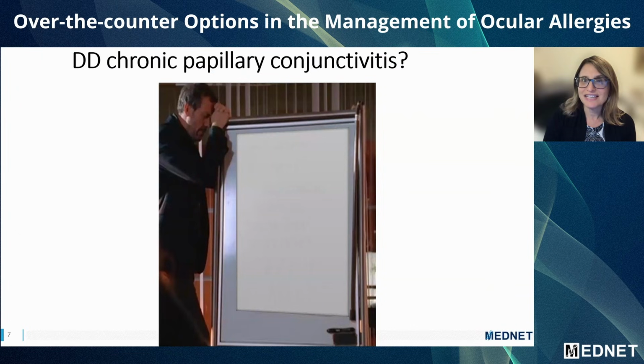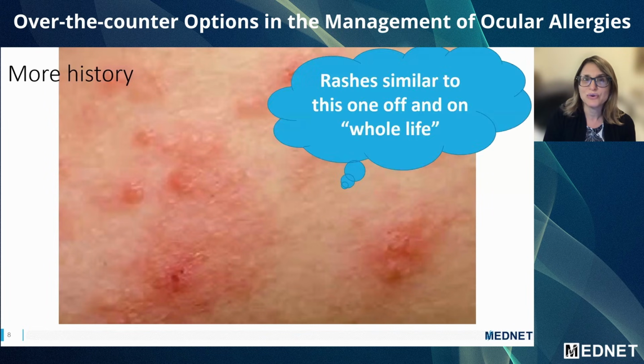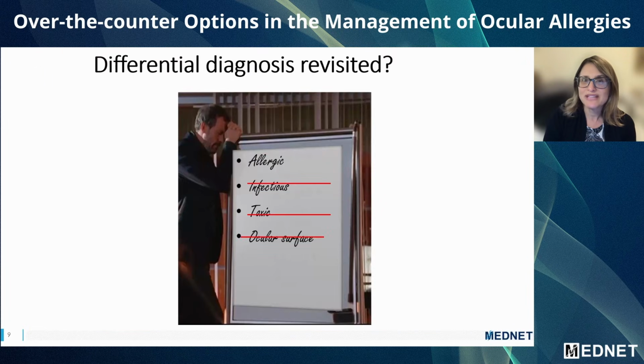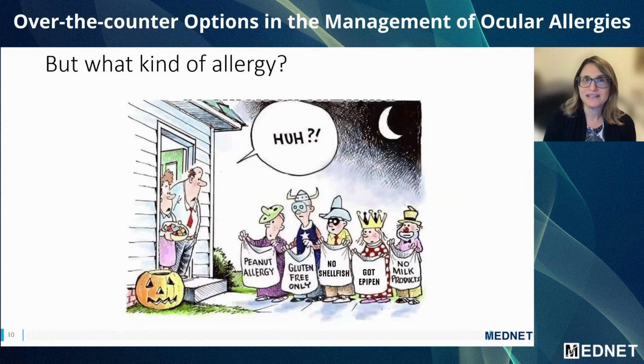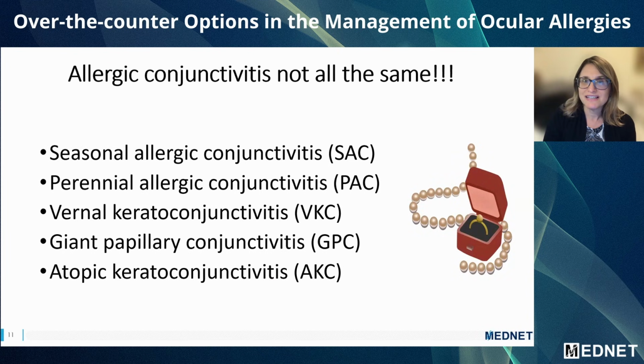And so, of course, I diagnose him with a chronic papillary conjunctivitis, which has a differential. But what he tells me is that he's had skin rashes like this on and off his whole life. And that narrows down my differential to likely something allergic. But the question is what kind of allergy? And the punchline of today's talk is that allergic conjunctivitis is not all the same. There are different types.